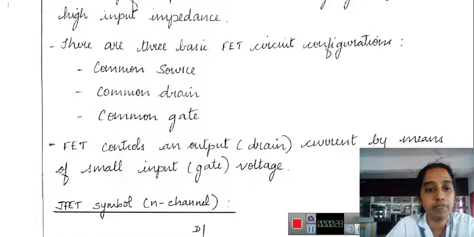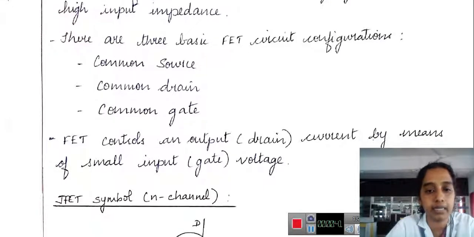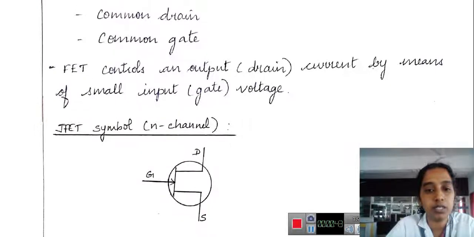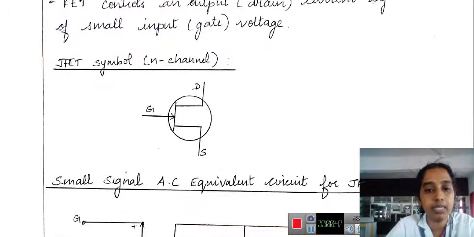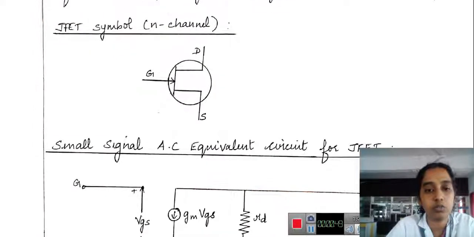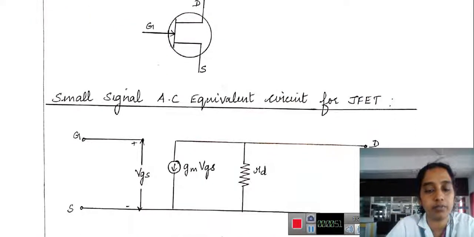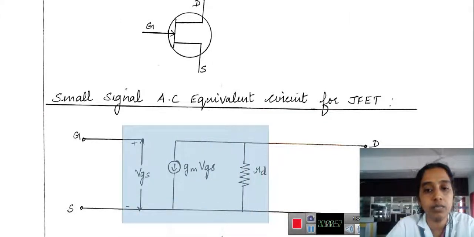So here in the FET, field effect transistor, the output drain current is controlled by means of the input gate voltage. So the gate voltage will control the drain current. This is a general N-channel JFET and its small signal equivalent circuit. For the JFET amplifier, this is the equivalent circuit.